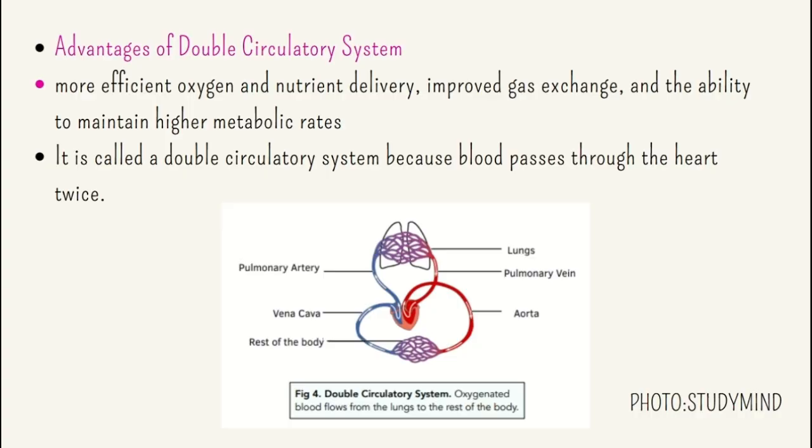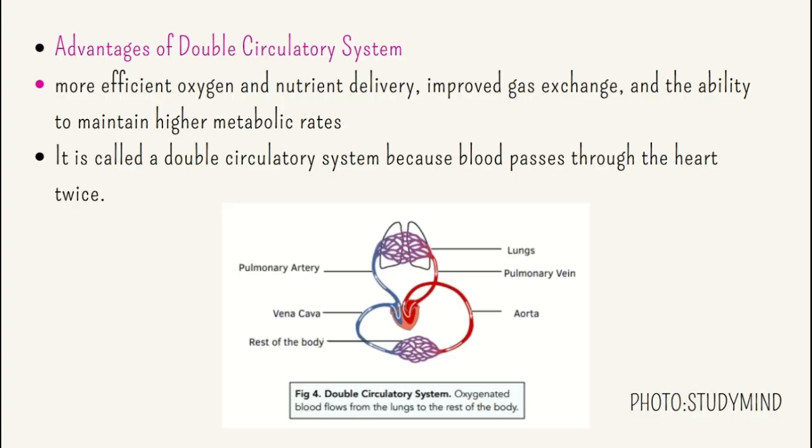So we said before that as humans we have a double circulatory system, right? And we said that blood passes through the heart twice. That is what we said. Now, why is it so advantageous to have a double circulatory system? More oxygen and nutrient delivery, improved gas exchange, and the ability to maintain higher metabolic rates.